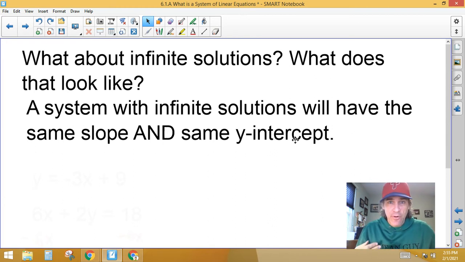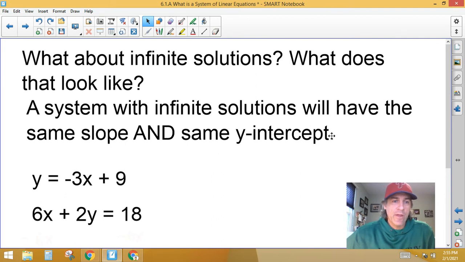It seems pretty simple, but of course, here I have a system, y equals negative 3x plus 9 and 6x plus 2y equals 18. They're different forms. In order to tell how many solutions they have, we want to find the slope and the y-intercept. The first one is done for us. We already see the slope is negative 3 and the y-intercept is 9.